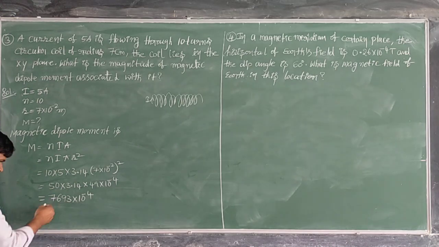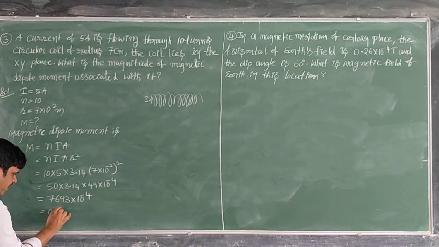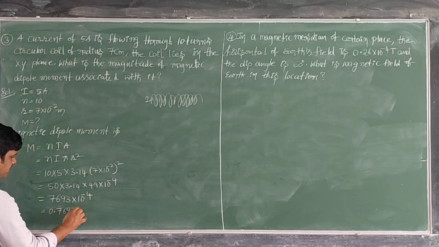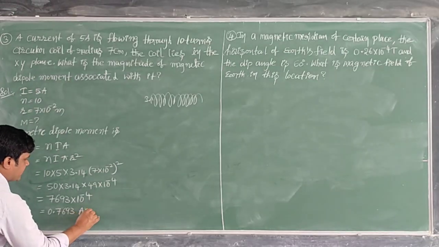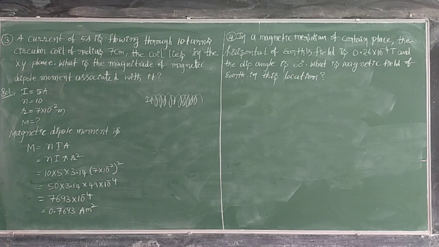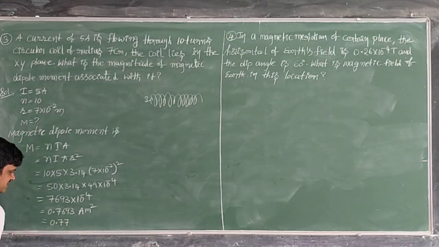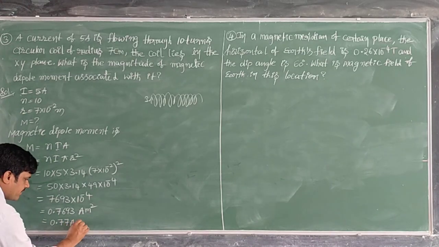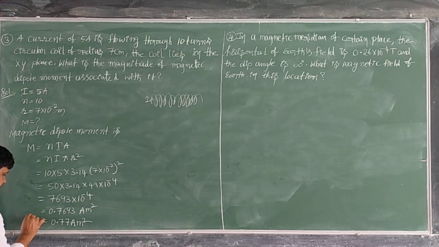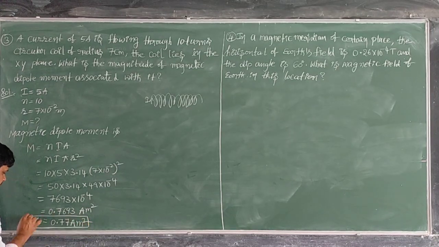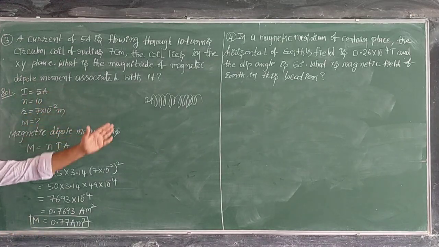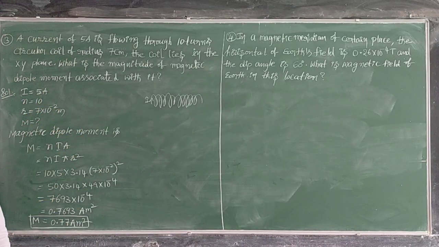If you divide this, we get 0.7693. The unit of magnetic dipole moment is ampere meter square. If you round off, 0.77 ampere meter square is the magnetic dipole moment of this current carrying coil in this case.